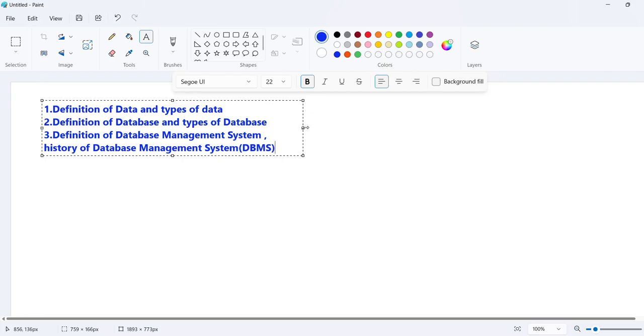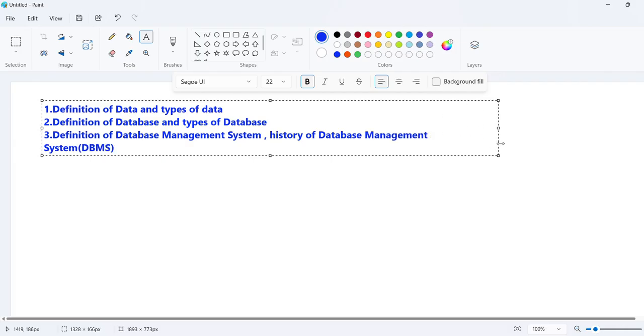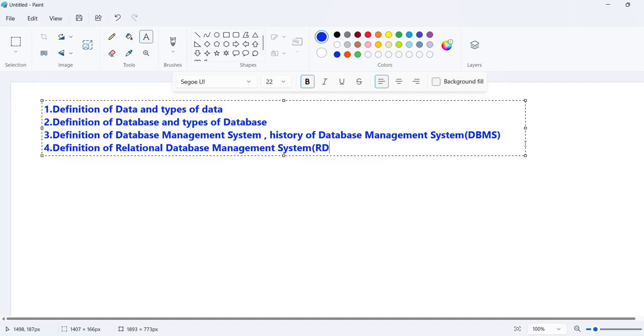Then we will discuss relational database management system. Definition of a relational database management system, shortly called RDBMS.